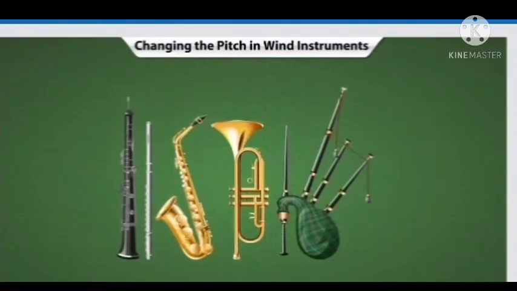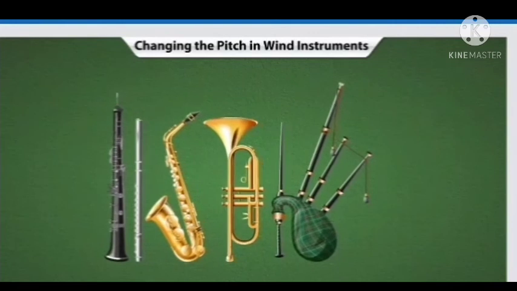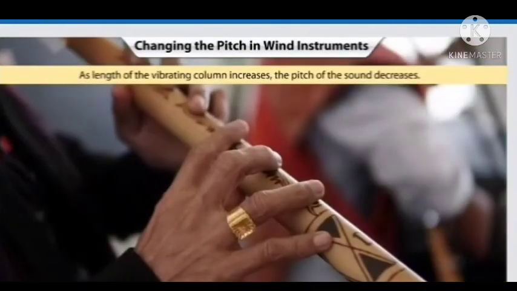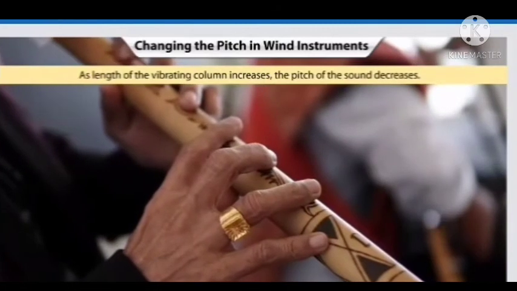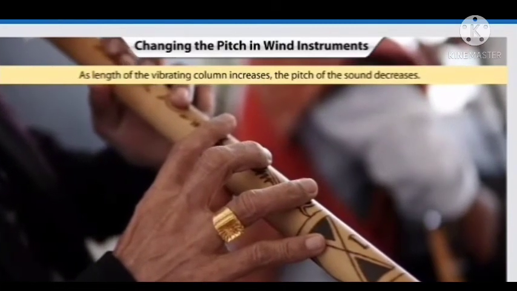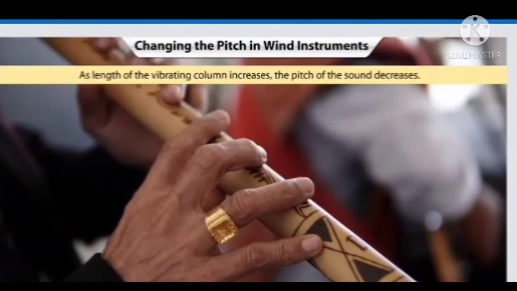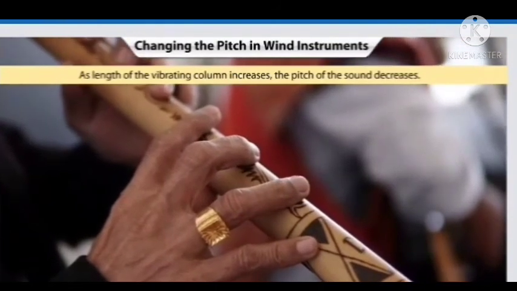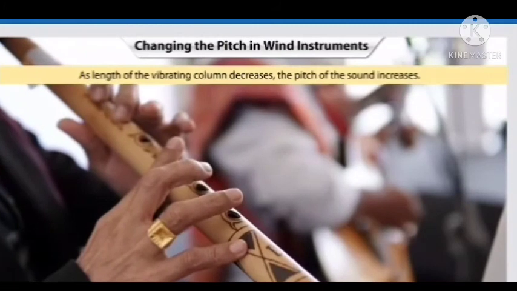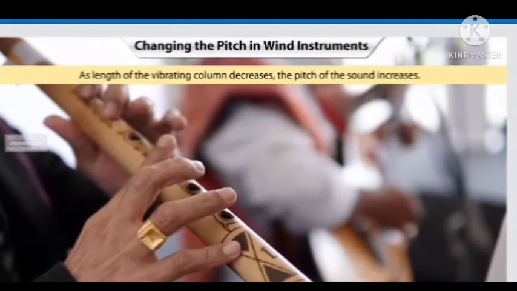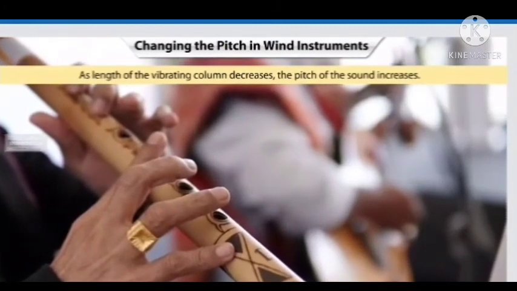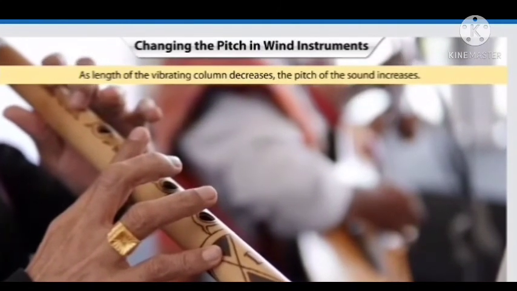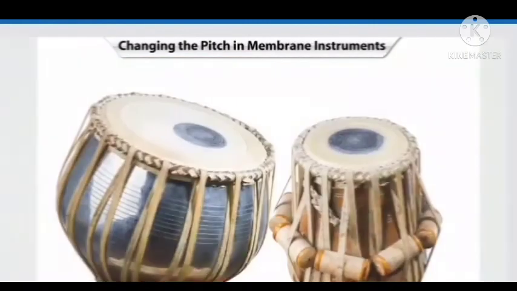In musical instruments like shawm and xylophone, a lower note of sound is obtained by closing some more holes so that the length of the vibrating column increases. Hence, the pitch of the sound decreases. On the other hand, if the holes are opened, it reduces the length of the vibrating air column so that the pitch of the sound increases.